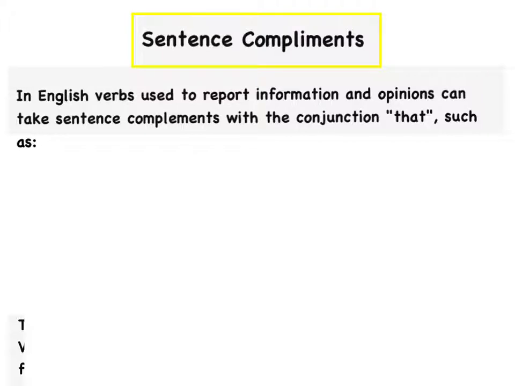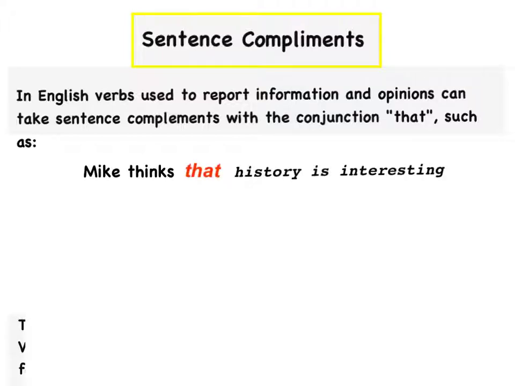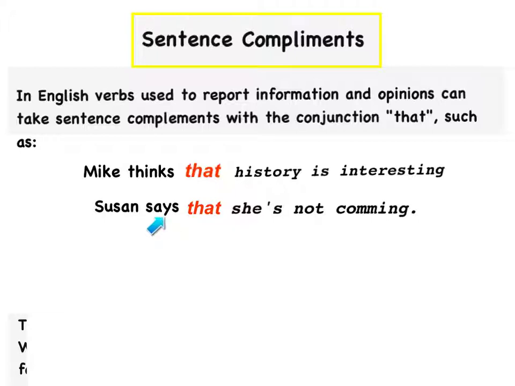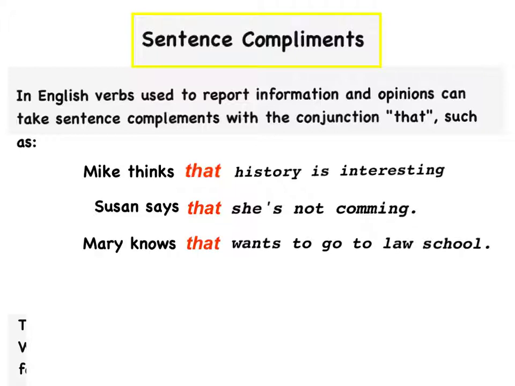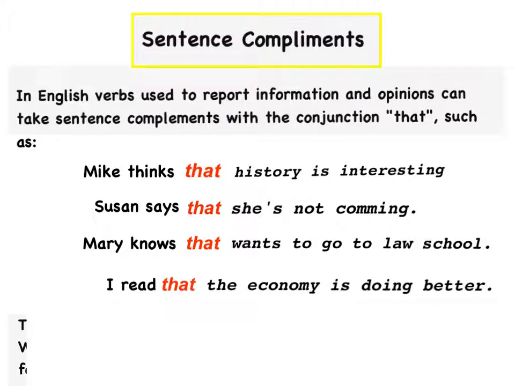So in English, verbs used to report information and opinions can take sentence complements with the conjunction "that", such as "Mike thinks that history is interesting." "Susan says that she's not coming." So as you can see, "says" is a verb that reports information, and here "she's not coming" is linked to the verb with the conjunction "that". Similarly, "Mary knows that she wants to go to law school", and "I read that the economy is doing better". So "that" links the sentence complement to the reporting verbs: thinks, says, knows, and read.